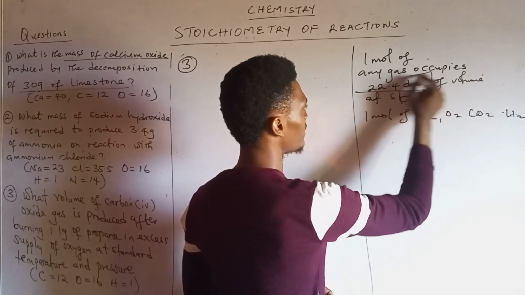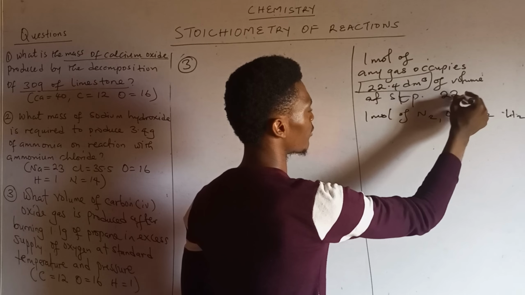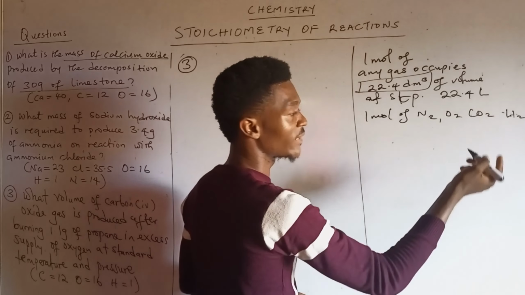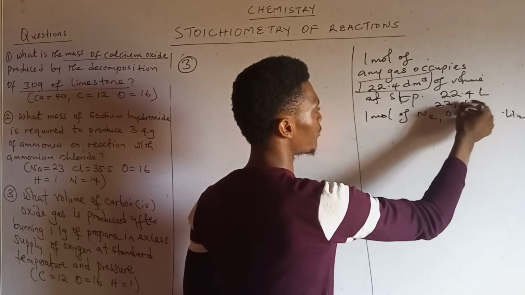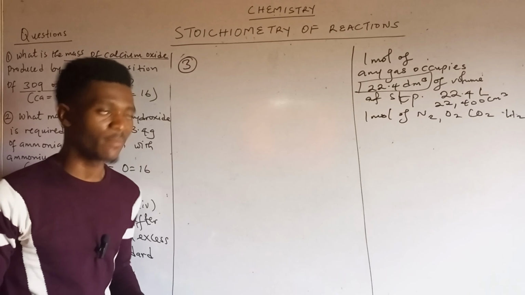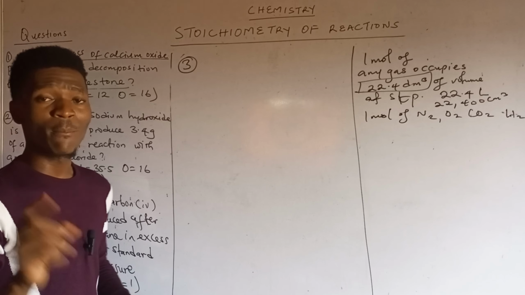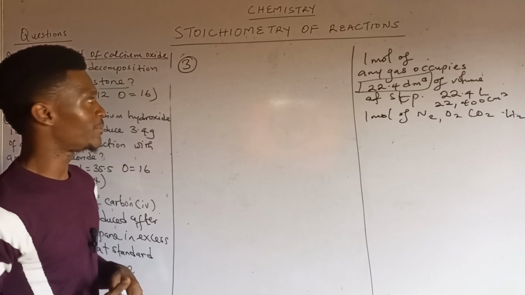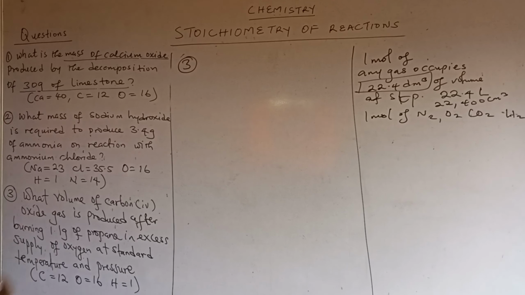Remember that this 22.4 dm cube can also be replaced with liters, so it's equivalent to 22.4 liters. And again, you can use another unit for it. It becomes 22,400 cm cube. Yes, that's equivalent to 22.4 dm cube. All right, so don't forget that 1 mole of any gas occupies 22.4 dm cube of volume at STP. So let's get down to this question. What volume of carbon dioxide gas is produced after burning 1.1 gram of propane in excess supply of oxygen at standard temperature and pressure?